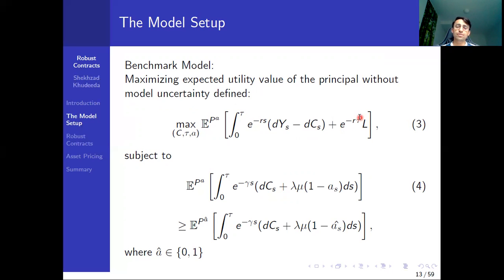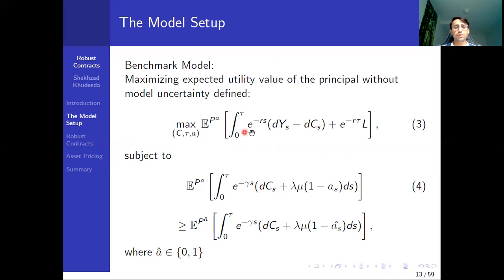Actually, we didn't define L so far. But as we defined our project, there is also the possibility that the project can be liquidated or can be unsuccessful. In this case, the principal obtains an arbitrary amount, say L, and the agent gets the outside payout value 0.